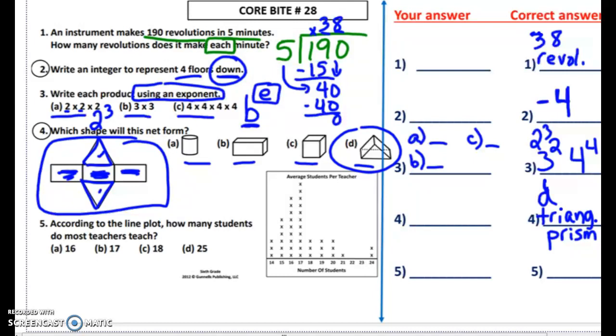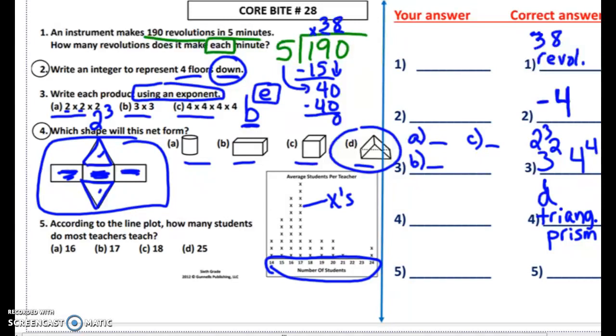If you'll notice, in D you see 3 rectangular faces going around the center, and then there's a triangle in the front and 1 at the back. Number 5, I'm not going to give you a hint other than to say be very careful and study the numbers across the bottom. You need to know what those stand for, and you need to know what the X's stand for. Pause your video, read your question, and answer number 5.